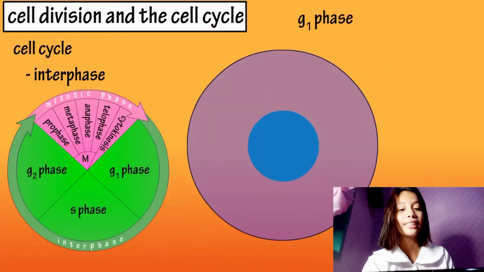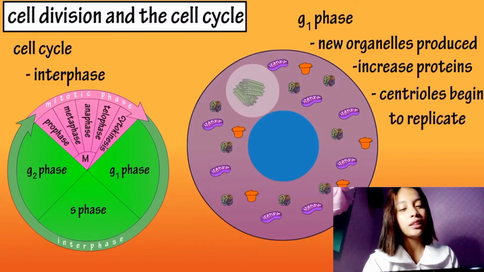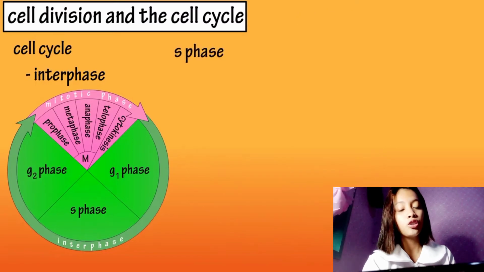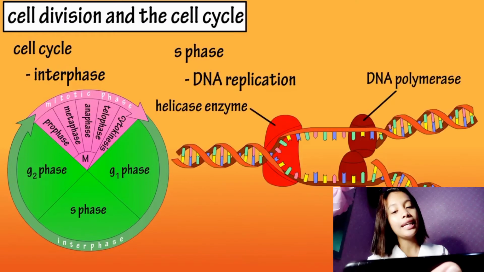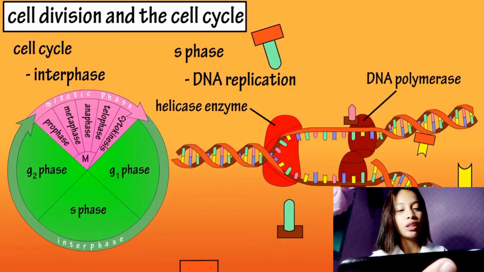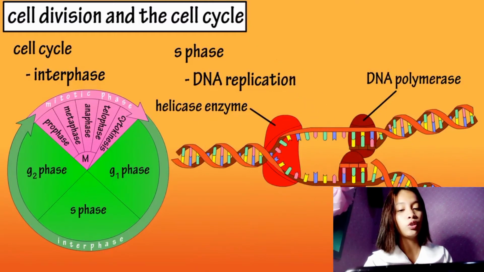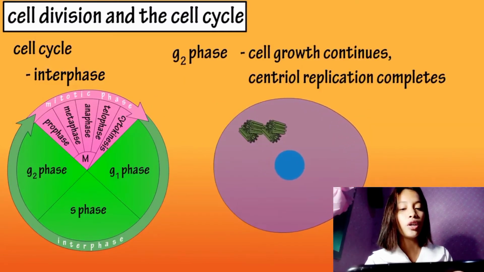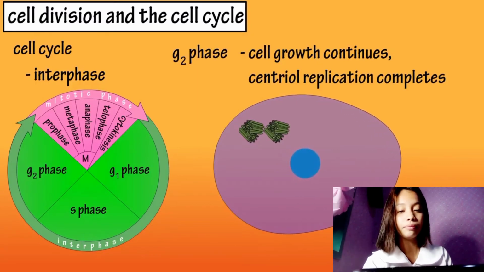During the G1 phase, cells produce new organelles and increase the supply of proteins, and the centrioles begin replicating to eventually produce new pairs. During the S phase, DNA replication takes place. The DNA strands are unwound by enzymes, free deoxyribonucleotides are paired with each open DNA strand, and the strands are returned to their coiled structure. During the G2 phase, the centriole replication is completed, and the cell continues to grow and prepare for division.